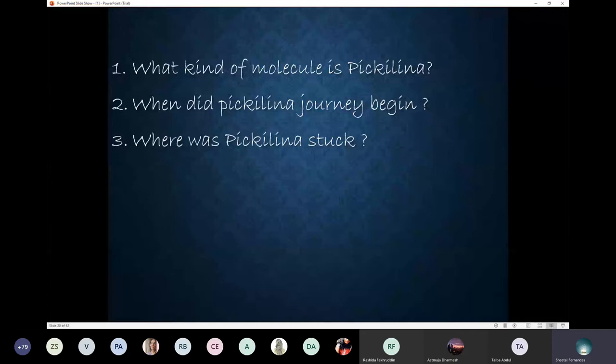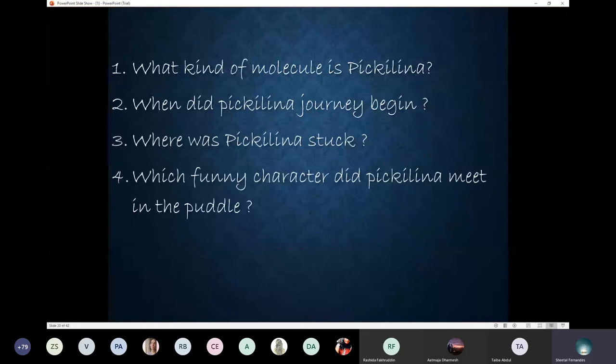This is where it should make sense to us, because we'll be discussing these things. Which funny characters did Piccolina, the H2O molecule, meet in the puddle? Methane, amino acids, CO2, carbon dioxide, carbon molecule. Correct, that's right. So there was methane, carbon dioxide, carbon molecule, and also other amino acids.